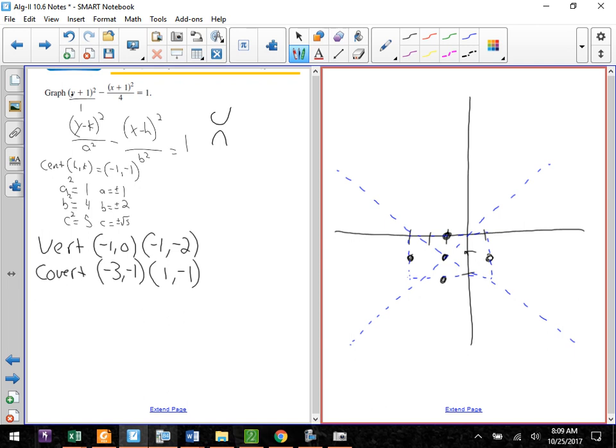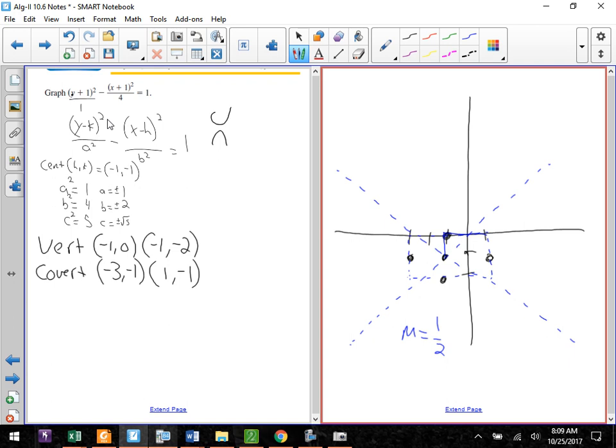Here's where things get a little interesting. We still find our slopes the same way you've done it before. We know that our slope is rise over run. I went up 1 over 2. So my slope is 1/2. I don't know for certain if my asymptote went through 0, 0, or if it went through 0, -2. I need to figure out what its y-intercept is.